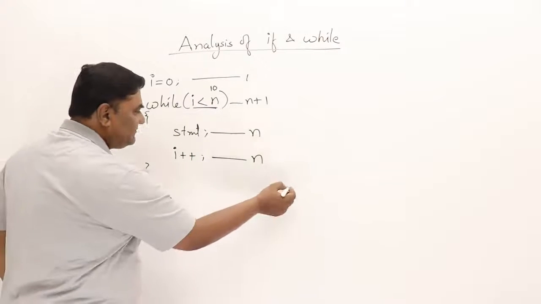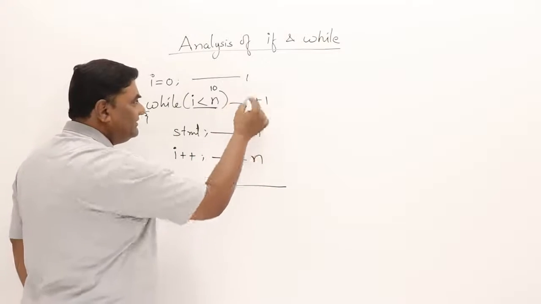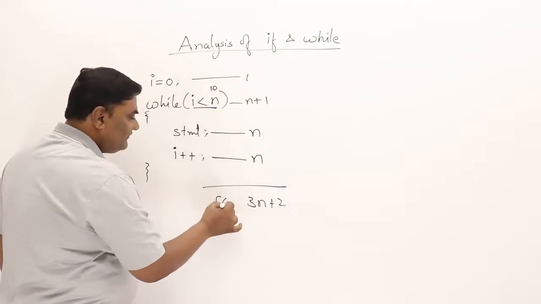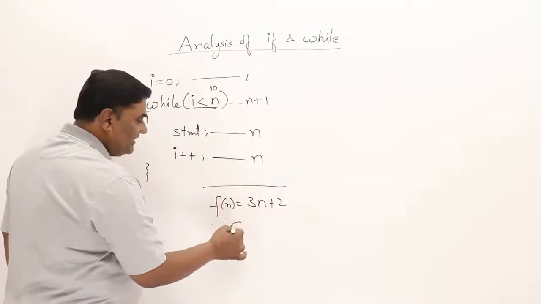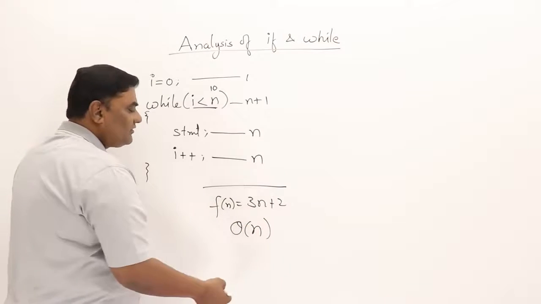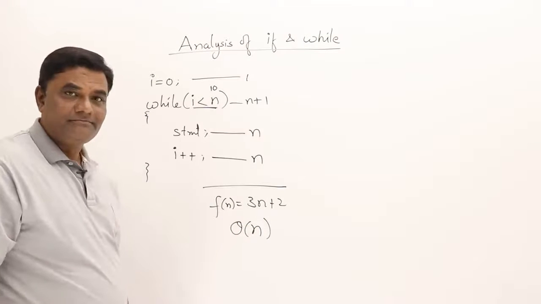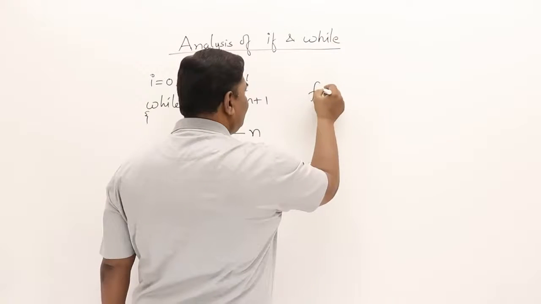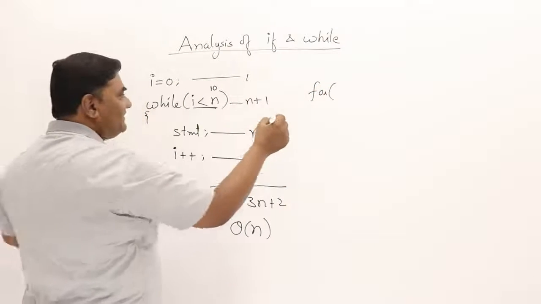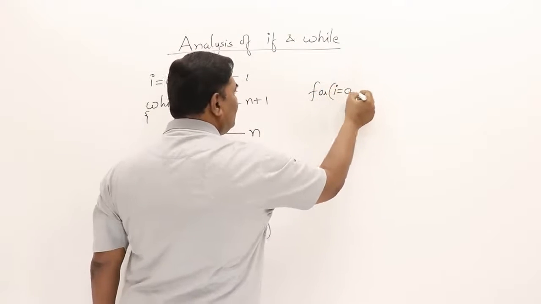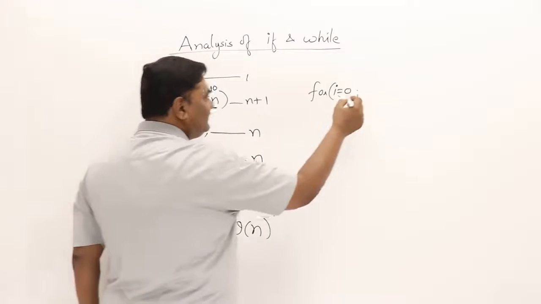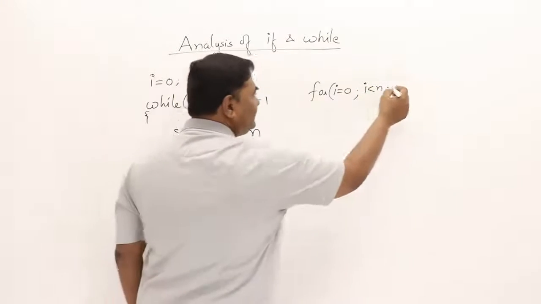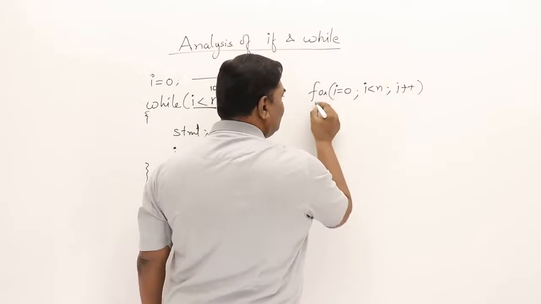Then what is the time taken by this piece of code? 3n plus 2, yes, 3n plus 2. So the function f of n is 3n plus 2 and it is theta of n or order of n. Now the same piece of code in C language I can write like this. For i assign 0 here, then i is less than n, i plus plus.